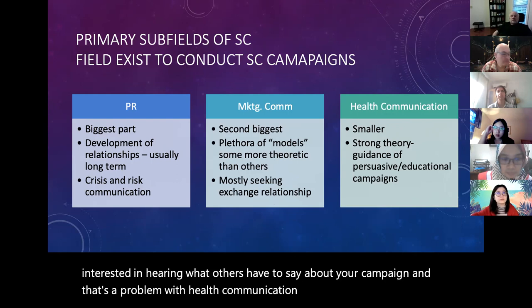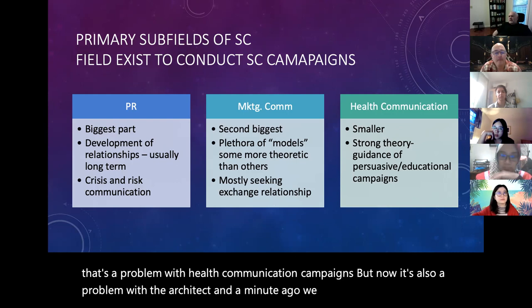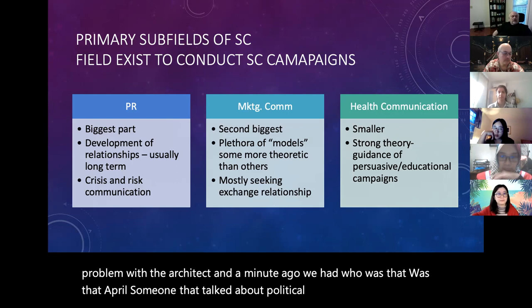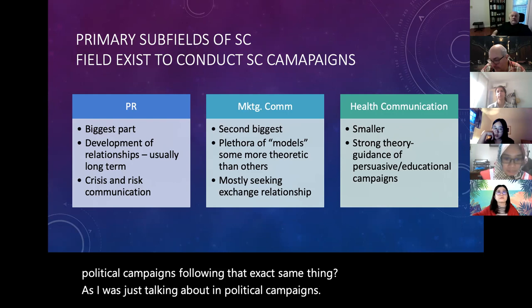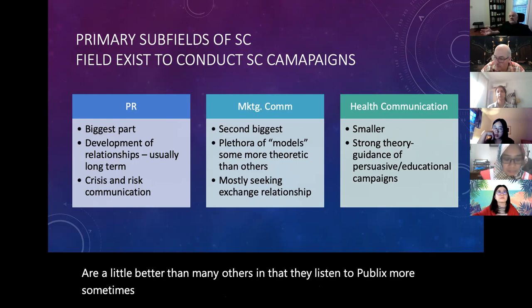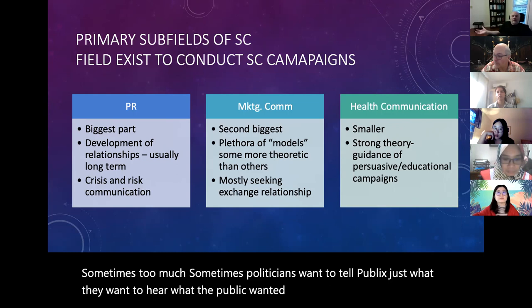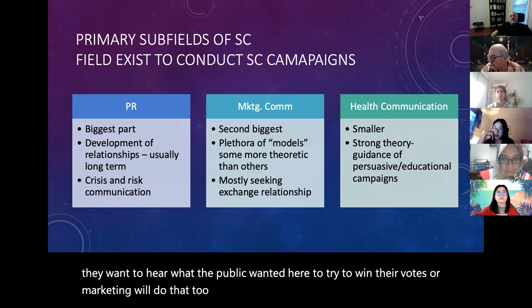And a minute ago we had, who was that? Was that April? Someone that talked about political campaigns. And of course, political campaigns fall in that exact same thing as I was just talking about. Political campaigns are a little better than many others in that they listen to publics more, sometimes too much. Sometimes politicians want to tell publics just what they want to hear to try to win their votes. Marketing will do that too sometimes. So there's huge overlap between all of these.